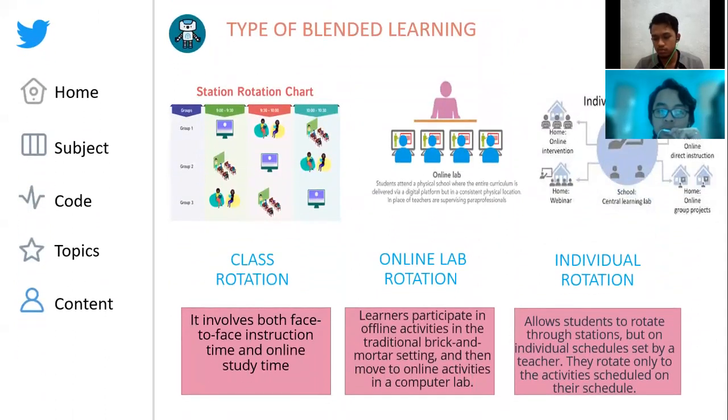Class rotation is where the face-to-face and online study time will be in the class, as we can see in the picture. Next is the online rotation, where the students go to the computer lab and study using the computer with the teacher supervising them. Next is the individual rotation, where the students rotate through stations like the class rotation, but in the individual rotation only the activities scheduled for them are done.